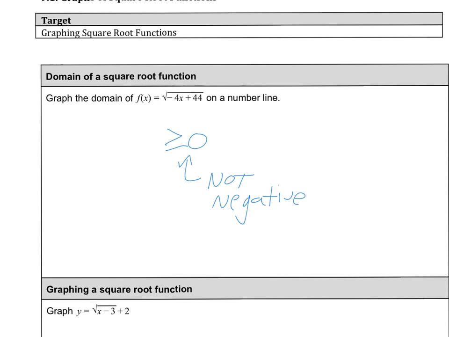And what I want to guarantee is that this negative 4x plus 44, this entire quantity, is never negative, or that it's always more than or equal to 0. So I'm going to take that expression, negative 4x plus 44, and I'm going to say that it needs to definitely be greater than or equal to 0. And now I'll just take the steps involved in solving that kind of an inequality.